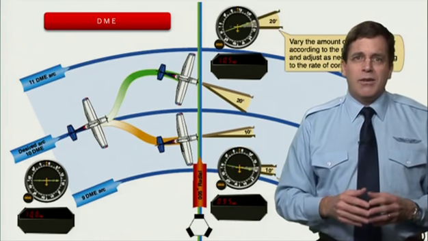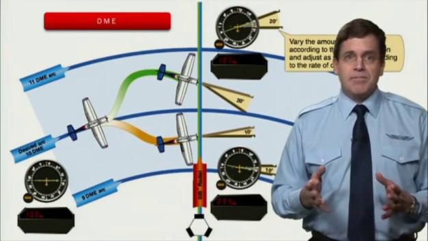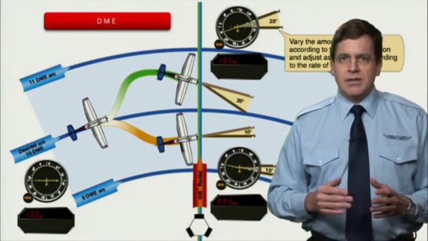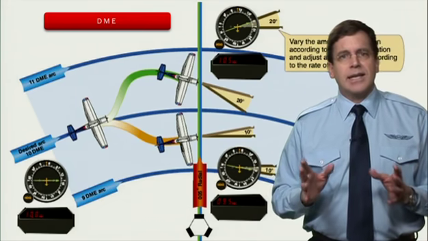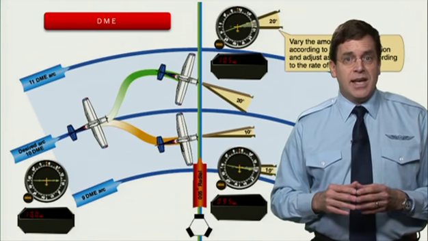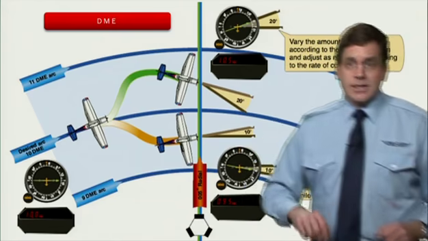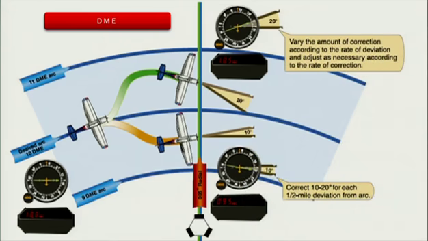Now without an RMI, orientation is more difficult since there's no direct azimuth reference. However, the procedure can be flown using the OBS and CDI for azimuth information and the DME for arc distance. You would vary the amount of correction according to the rate of deviation and adjust as necessary according to the rate of correction. You would correct 10 to 20 degrees for each 1/2 mile deviation from the desired arc.